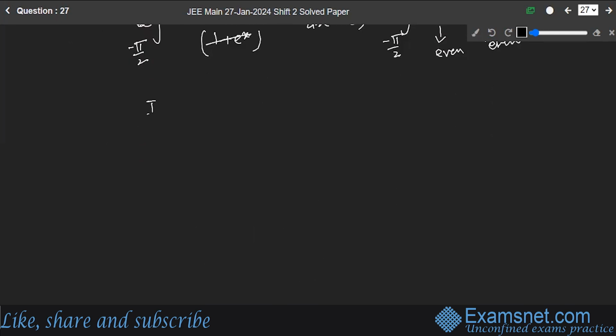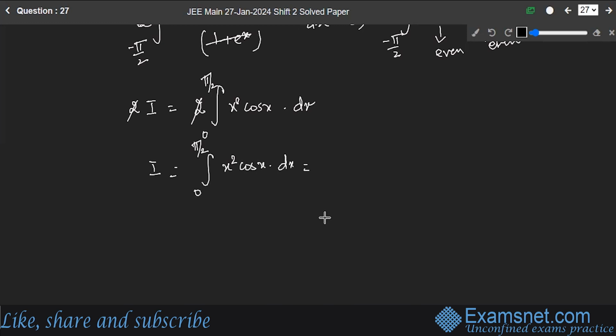This will be equal to, okay, that was equal to 2I, that is 0 to pi by 2, 2 will be taken outside, x square cos x dx. This 2 and this 2 will cancel. I will be equal to integral limit 0 to pi by 2 x square cos x dx. I'll be using integration by parts to solve this. This will be x square into integral of this, sin x. Yes. Limits this, minus integral of 2x sin x dx.